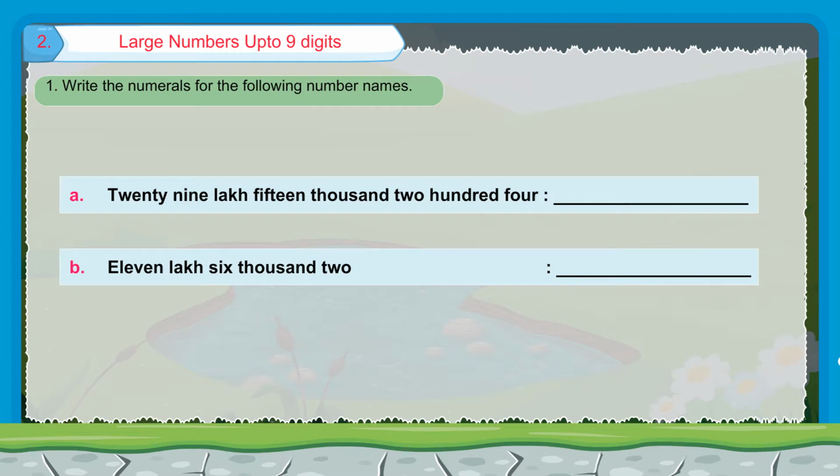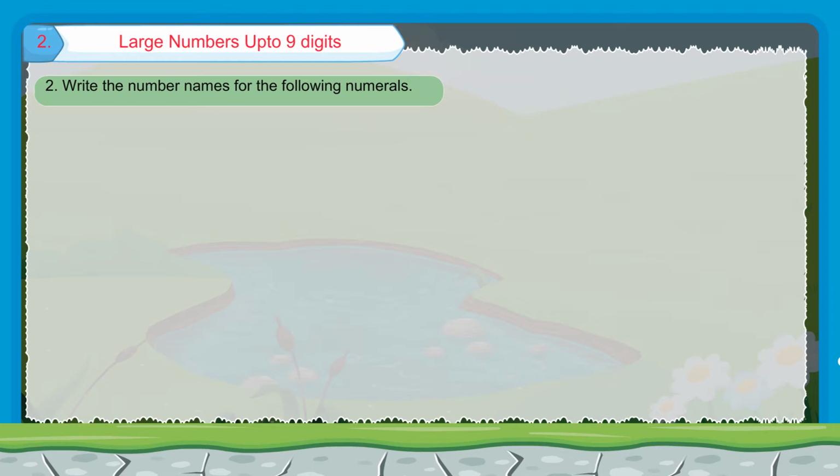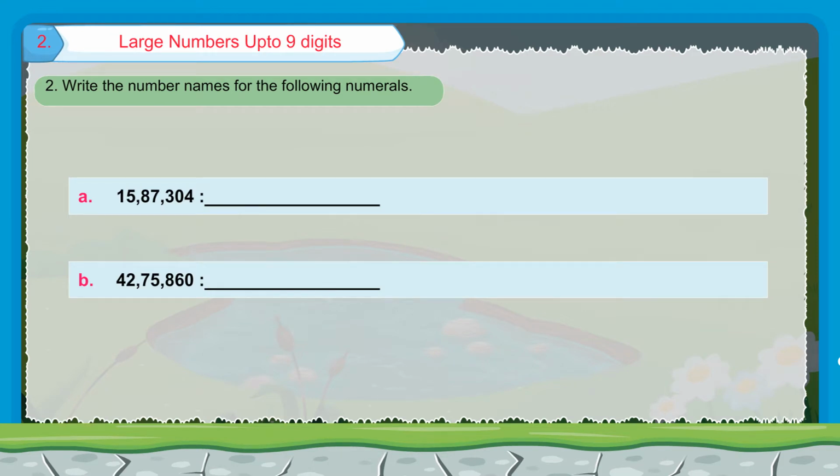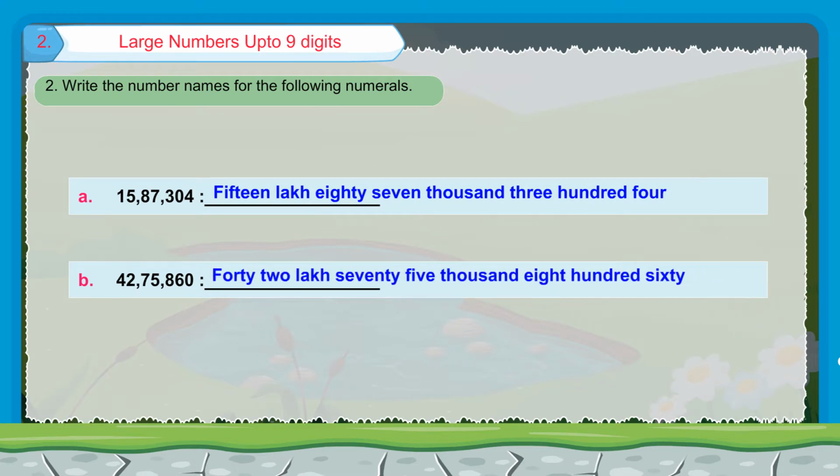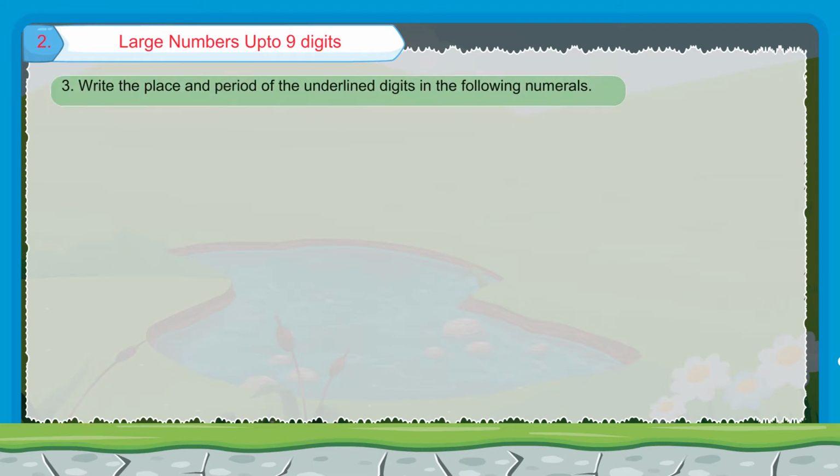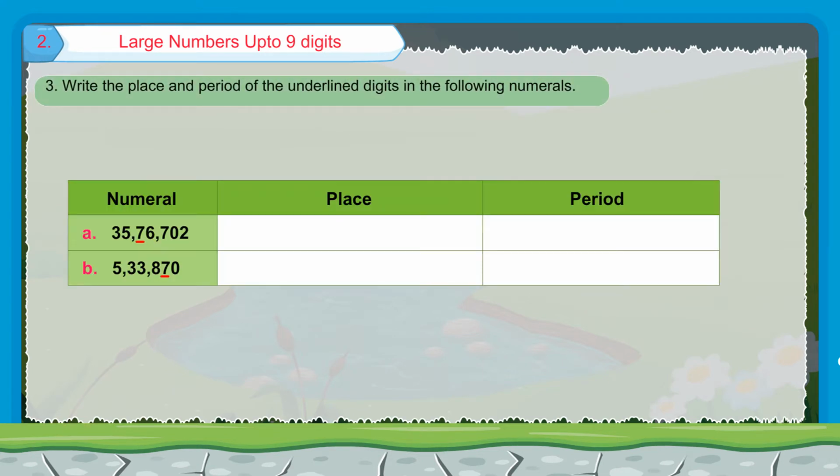1. Write the numerals for the following number names. 2. Write the number names for the following numerals. 3. Write the place and period of the underlined digits in the following numerals.